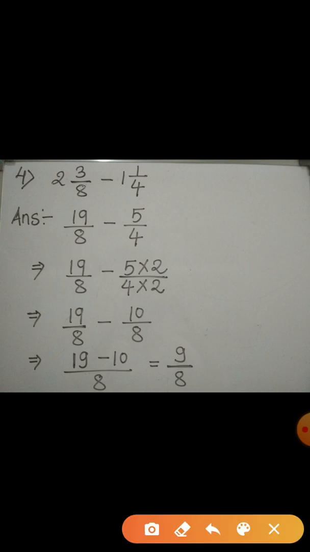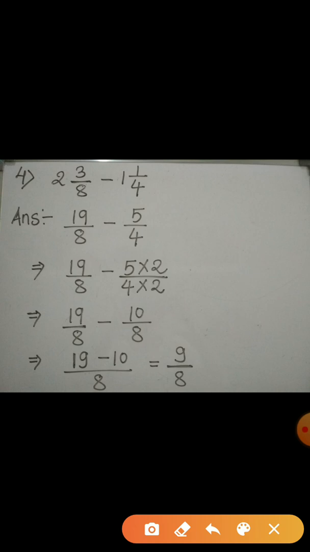Now coming to the second number. The second number is 1 by 4. And just now we have seen that after converting into an improper fraction we get 5 by 4. Right? Now 19 by 8 and 5 by 4 are unlike fractions. Hence to subtract them, we have to convert them into like fractions. Means we have to make their denominators the same. To make the denominators the same, I multiplied the second fraction by 2 only.